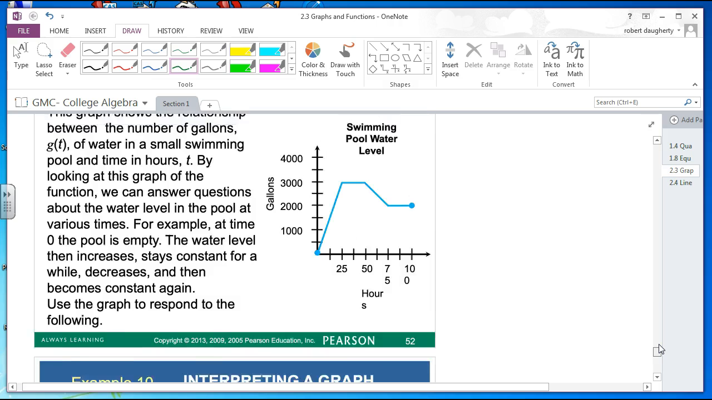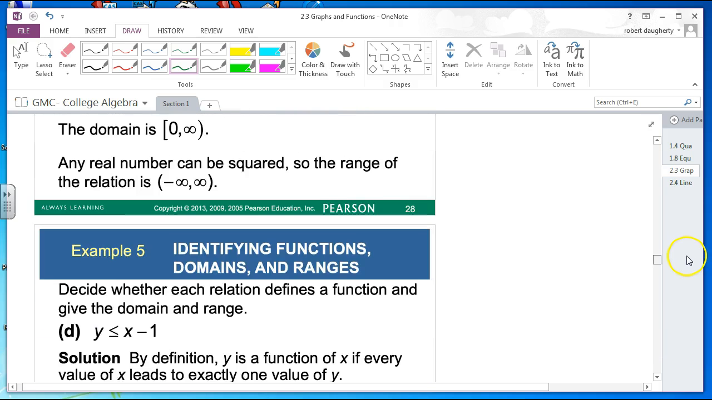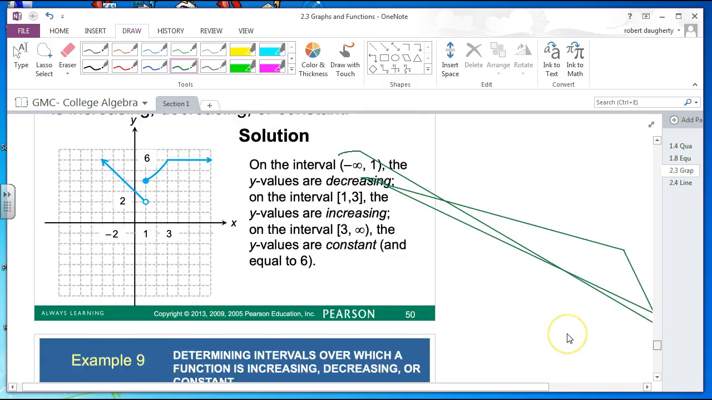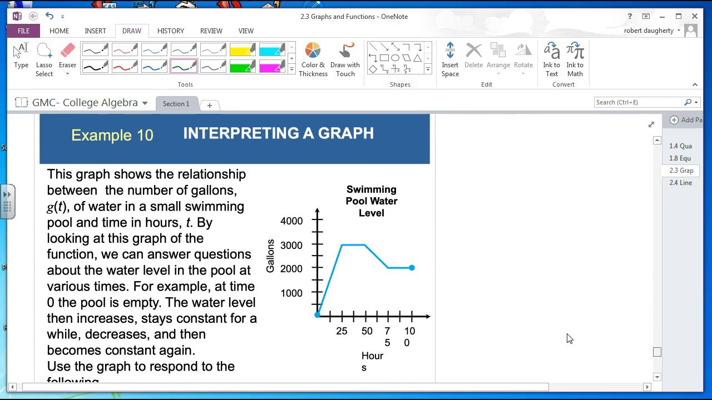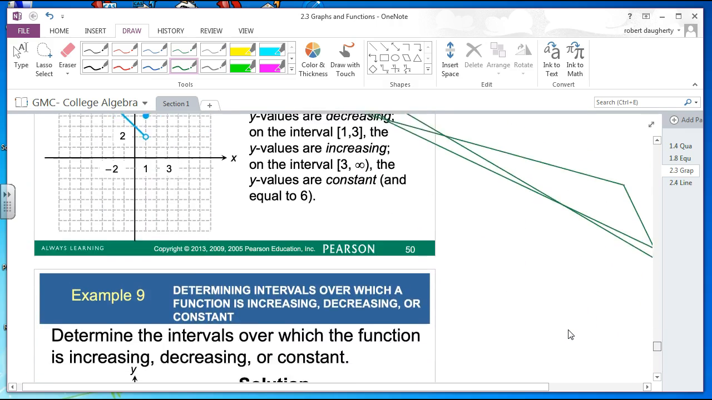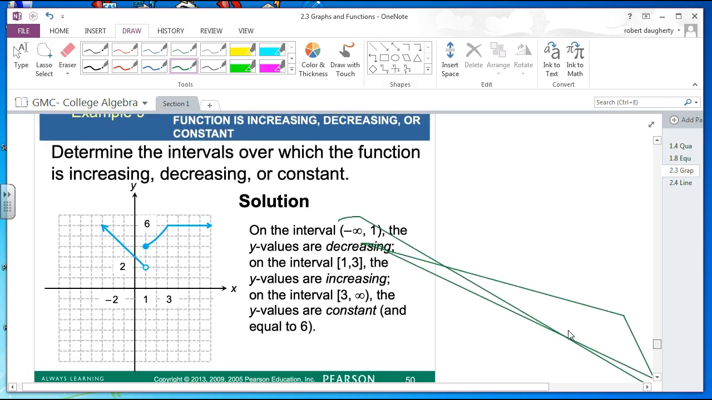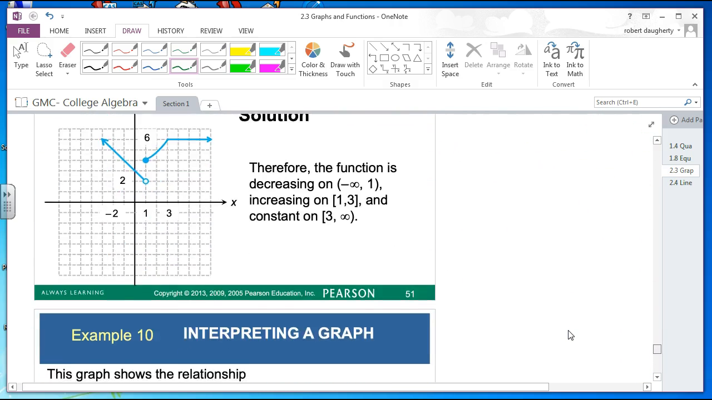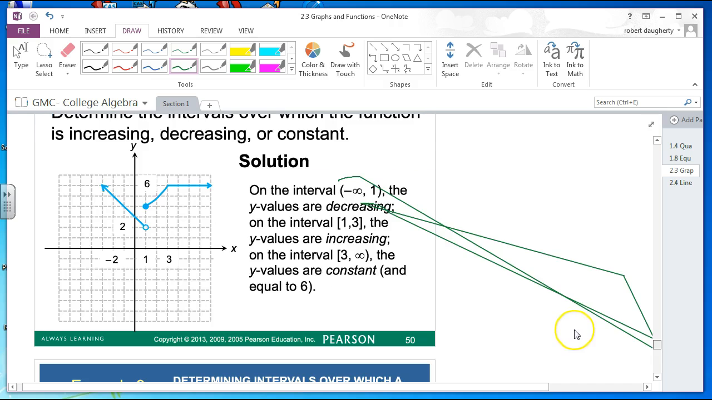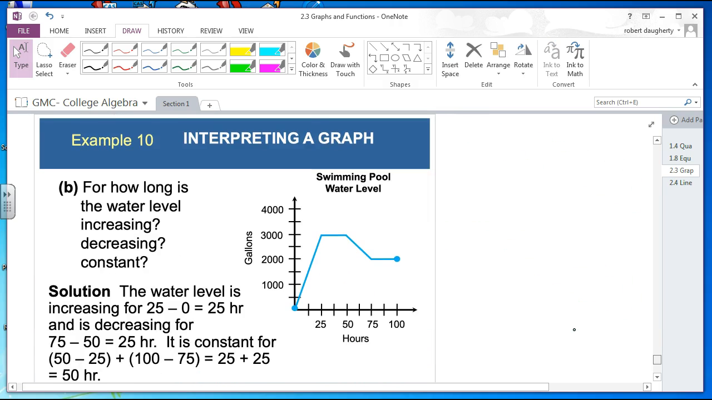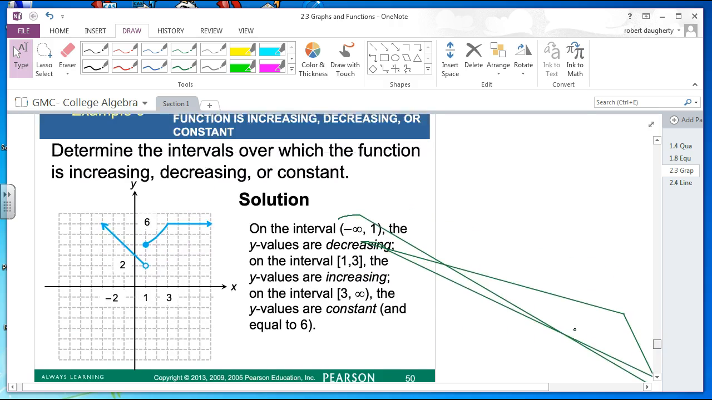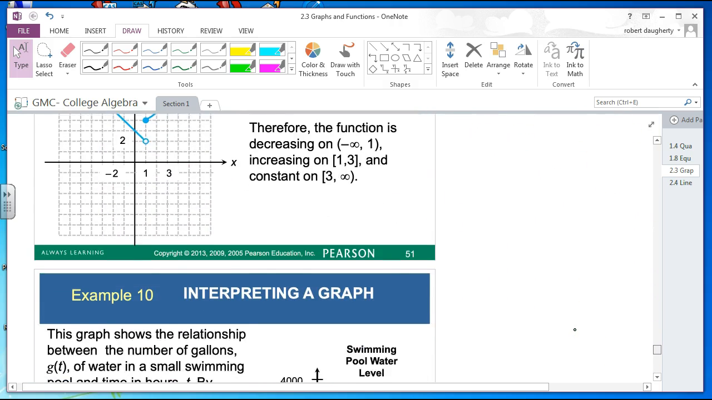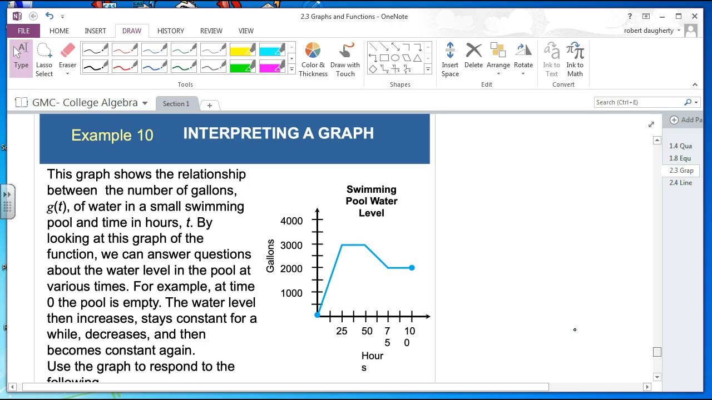And they've got an example here of looking at a graph and giving back some information. So let's look at the one, it's a word problem here. It talks about a pool. This graph shows the relationship between the number of gallons of water in a small swimming pool and time.